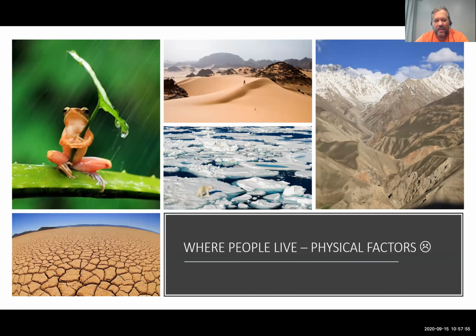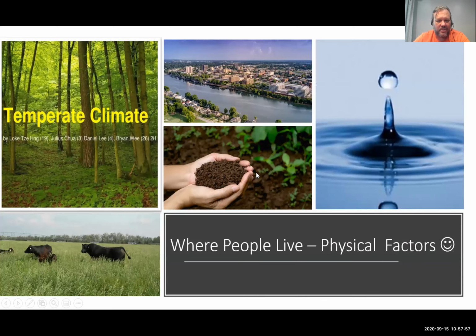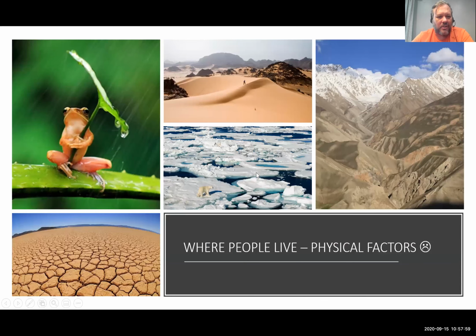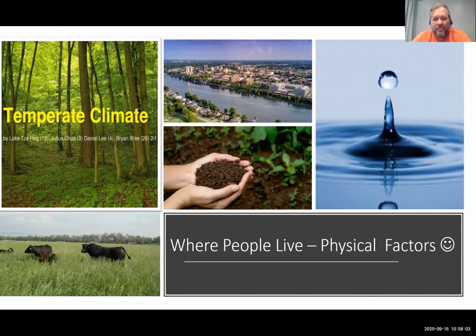So these would be pictures of places that people have not settled for obvious reasons, all right, because the physical factors are not that great. That one's pretty funny with the frog looking like he's holding an umbrella. But these would be pictures of things that people would look at and say, okay, this would be a place to live. So pasture land would be there, living by the water, access to fresh water, good soil. You get the idea. So those are physical factors that people would be happy about.